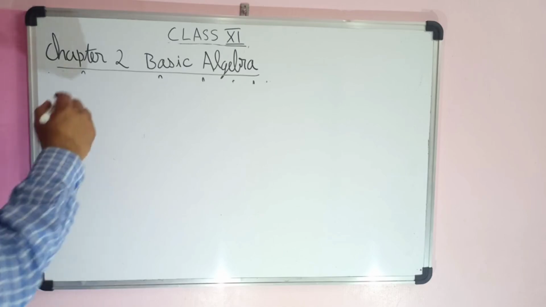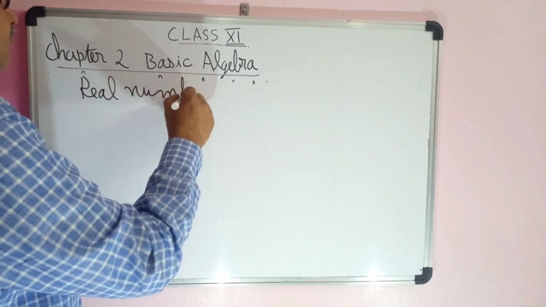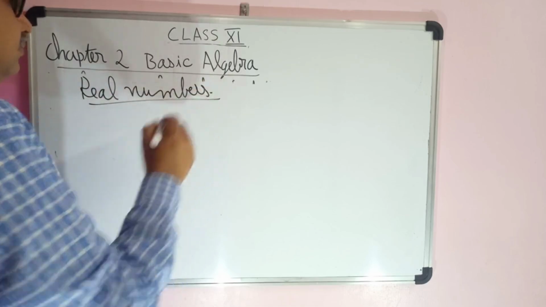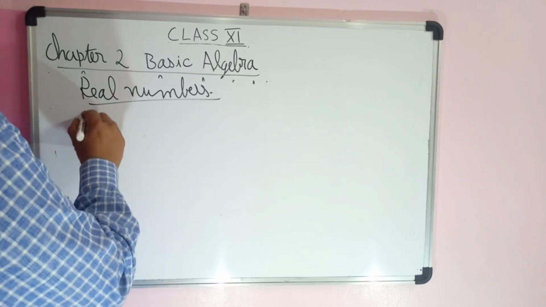Real numbers. Real numbers are the combination of both rational and irrational numbers. Real numbers are represented by the symbol R.